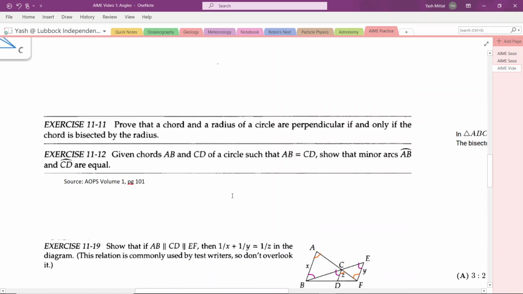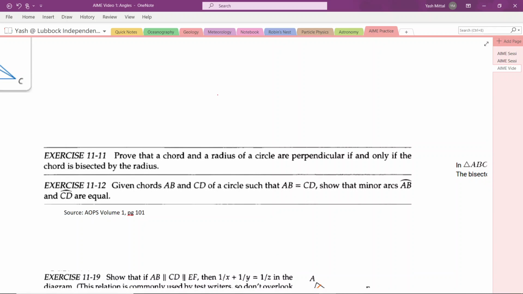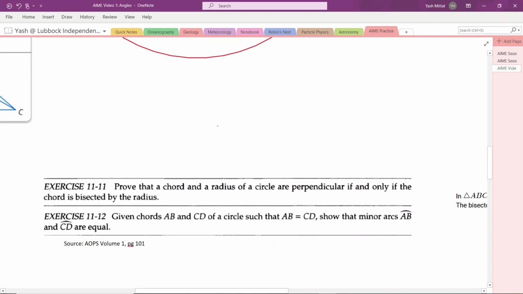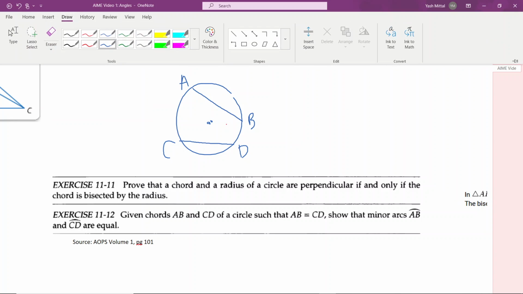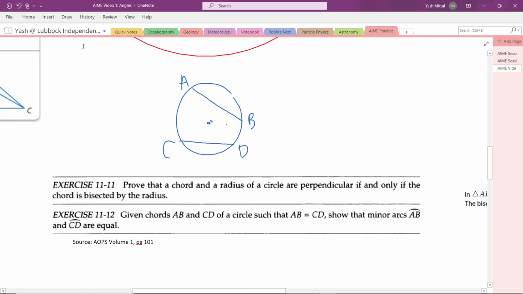Given chords AB and CD of a circle such that AB equals CD, show that minor arcs AB and CD are equal. So let's draw a circle. If we have AB and CD, we have a center, and then we have A, B, C, D. It's always good to draw a center with a circle, because you can always relate things to it.